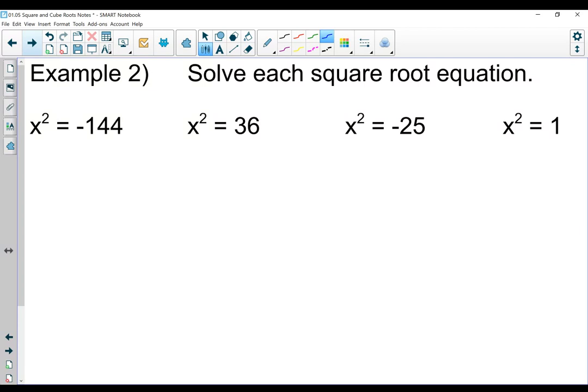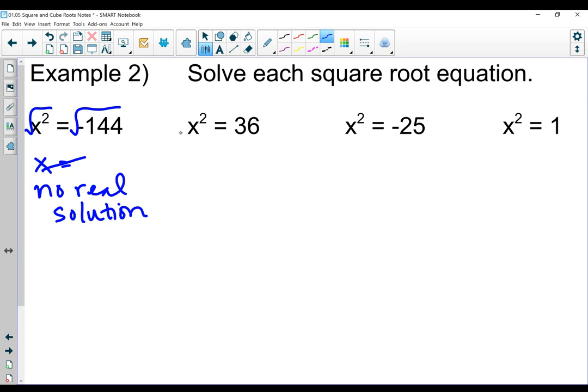Example 2 is asking us to solve each square root equation. So for this first one, I know I need to square root both sides, and that's what I'll be doing on each problem. And, oh, we have a square root of a negative, so this one will have no real solution.